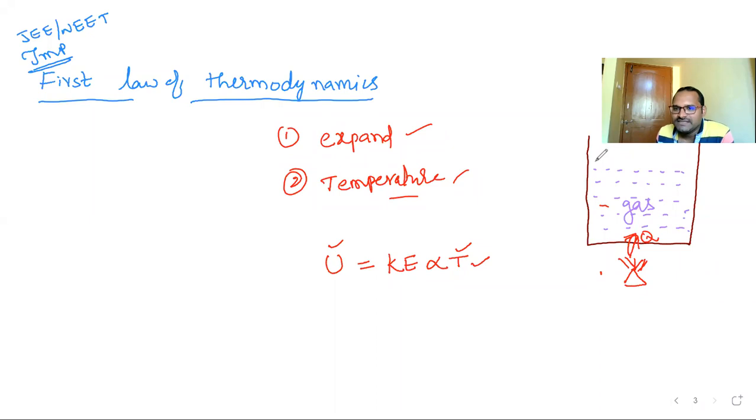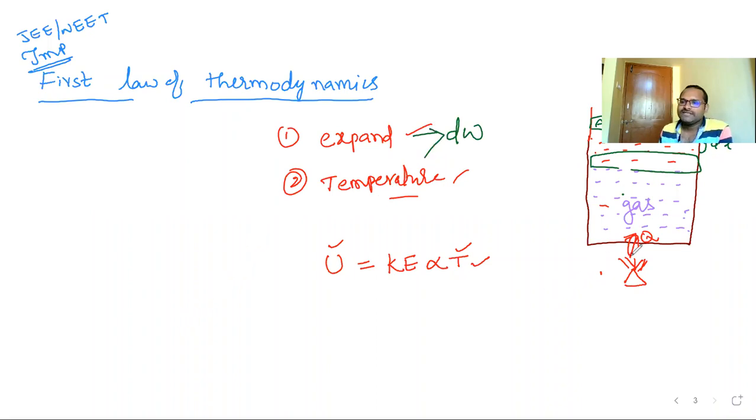Second thing, what will happen? See, this gas will expand. Let us imagine one piston is placed here, whose area of cross-section is A. When this gas is expanding, this piston from here to here will move by some distance, no? That means this gas is doing some work. It is performing some work when the gas is expanding.